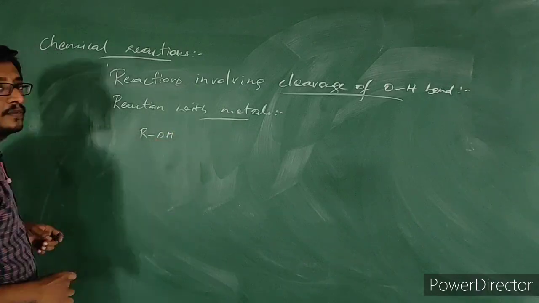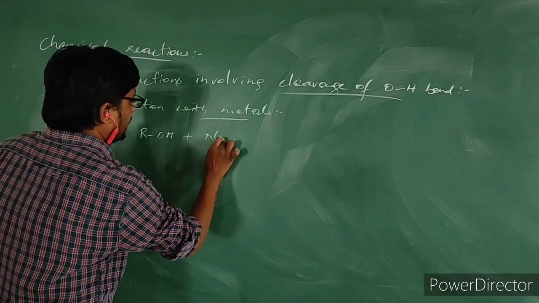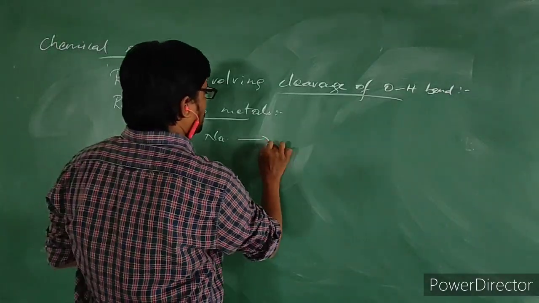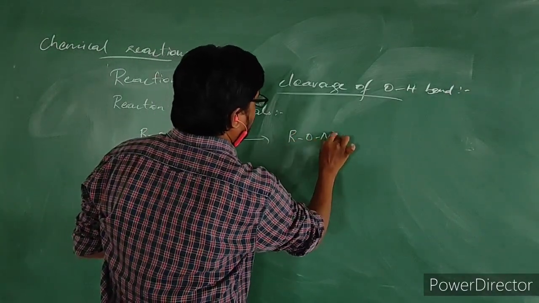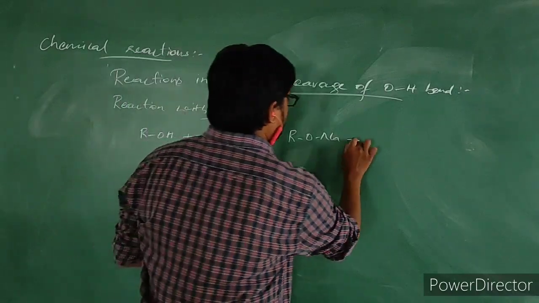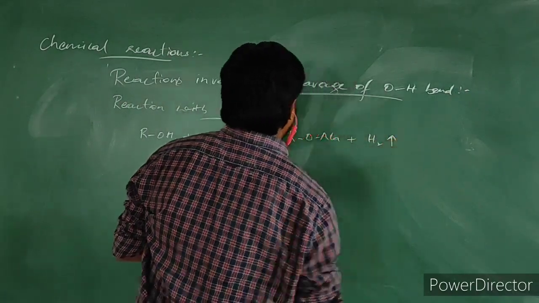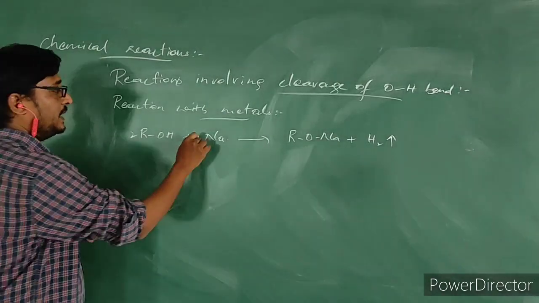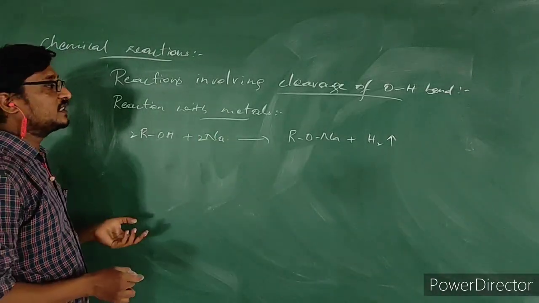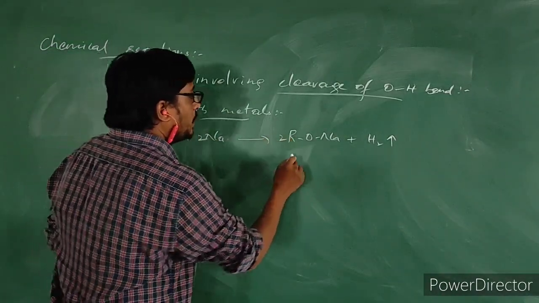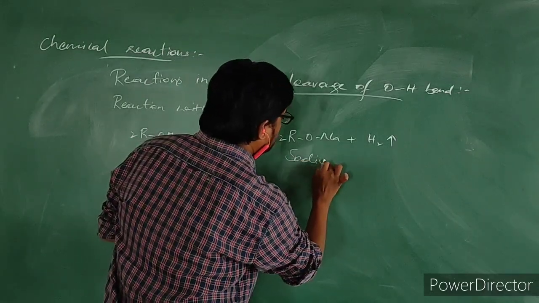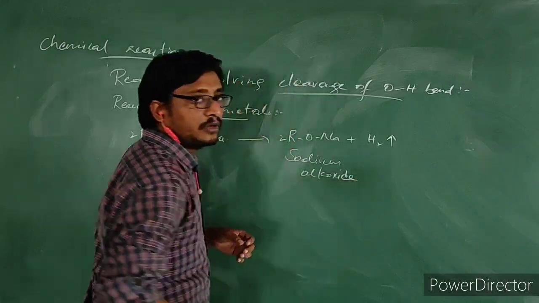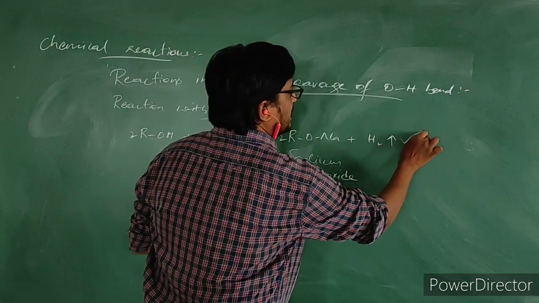This alcohol on reaction with metal, I am taking sodium as a metal, forms alkoxide ion. RONa gets produced. Along with this, hydrogen gas gets liberated. So when alcohol reacts with sodium, it forms sodium alkoxide as the product. Along with that, hydrogen gets liberated.